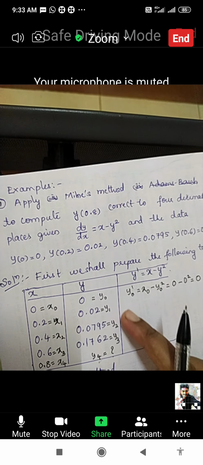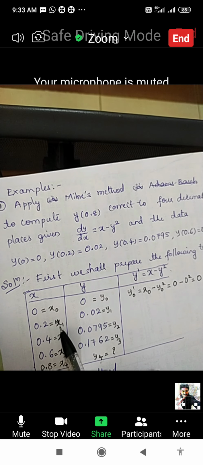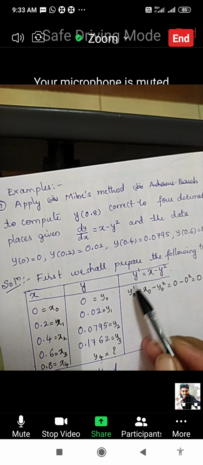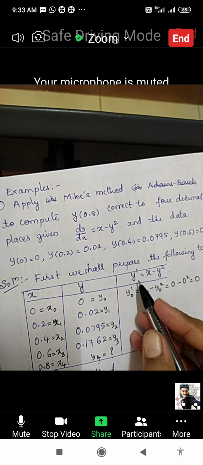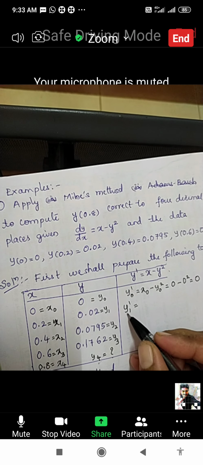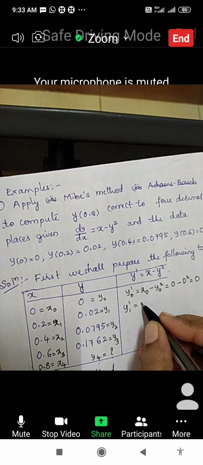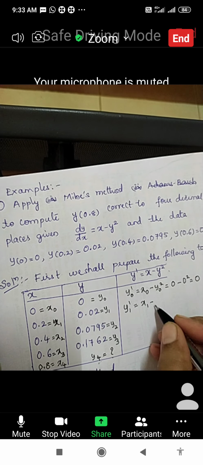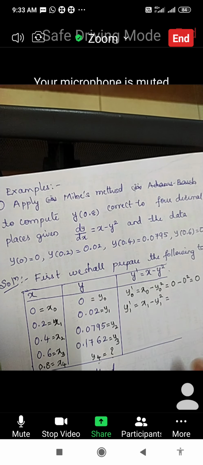Similarly, you have to calculate the remaining values. Now here x has changed to x1, y has changed to y1. So what should y dash change to? Very good, y1 dash. How is y1 dash defined? X1 minus y1 square. Very good.